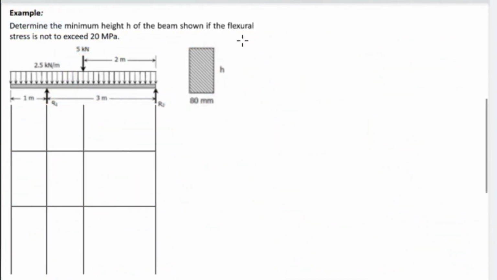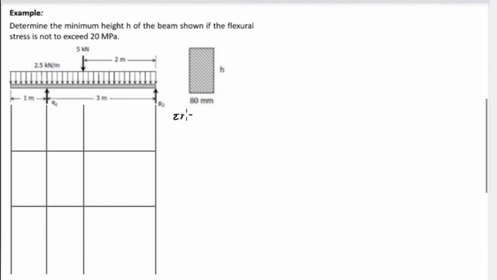Example: determine the minimum height h of the beam shown if the flexural stress is not to exceed 20 megapascal. So we have the cross-sectional area or the beam size, which is 80 millimeter, and we need to find the height. And we have the uniform load of 2.5 kilonewton per meter and a concentrated load of 5 kilonewton, and we have a simply supported beam with R1 and R2. First, we need to find the value for the reactions R1 and R2.